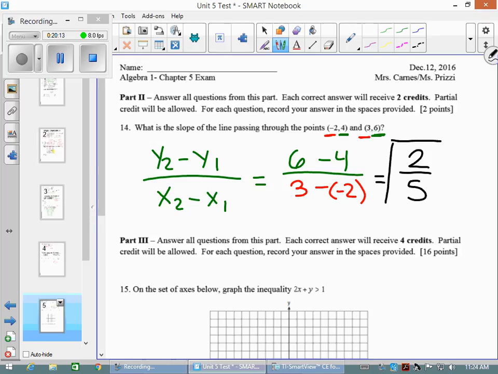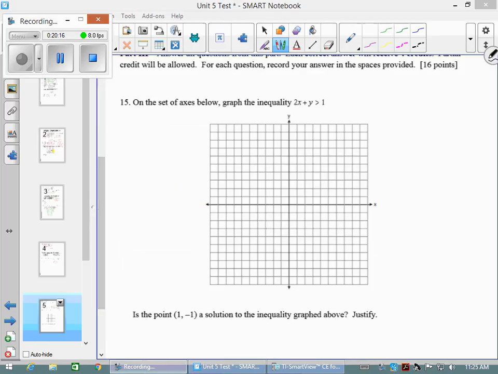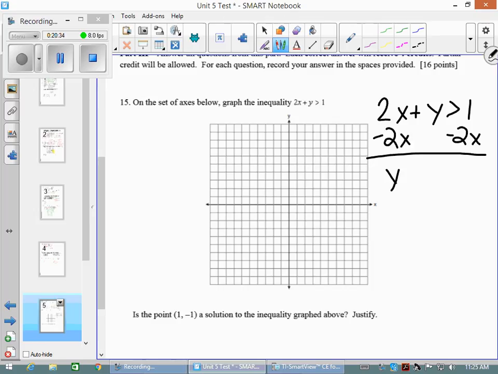For 15, they want us to graph this inequality on the axes below. In order to graph it, we need to get it into y form, so I'm going to rewrite this. I want to get y by itself, so I'm going to subtract this 2x, and I end up with the inequality y is greater than negative 2x plus 1. So if I want to graph this, I'm going to start at my y-intercept, which is 1.